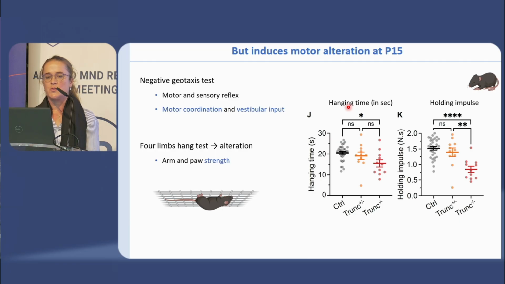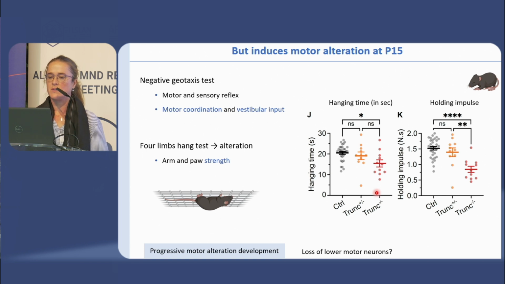We decided then to look at the four-limb hang test, so also known as the inverted wheel test, and I think this representation is quite self-evident, and it allows to assess both arm and paw strength. And there, what you can see is that whatever we look, if we look the hanging time or the holding impulse, so this one is just a multiplication by the weight, we have alteration that start to be observable there in our homozygote mice again. So it looks like we have a progressive motor alteration development.